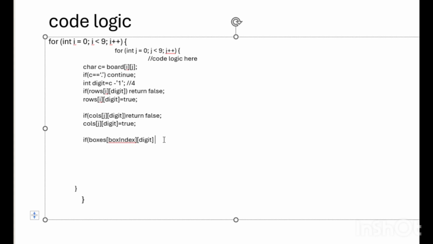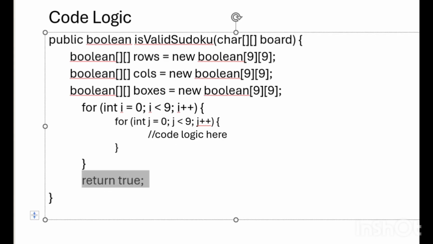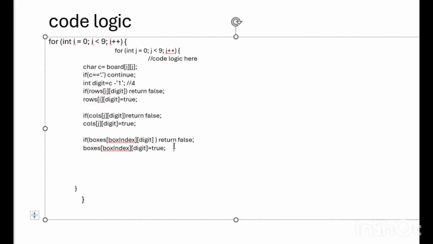After it is derived, we check if boxes of box index digit is already visited, then return false. Already visited means it will have the value true. Else, boxes of box index digit will be set to true. If at any time during the evaluation inside this loop a duplicate is found, it will return false. If nothing happens, meaning every time it is new and there are no duplicates, then after this for loop we will return true. So that is the code logic here, and that is all for the code logic.